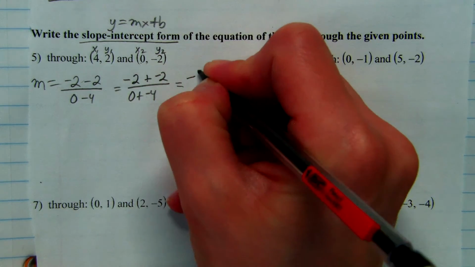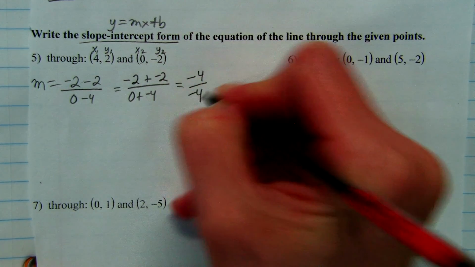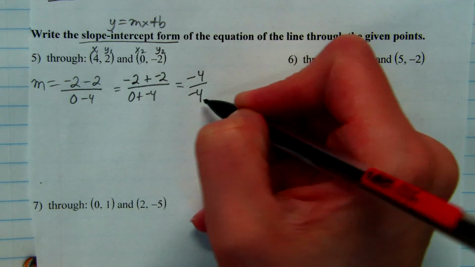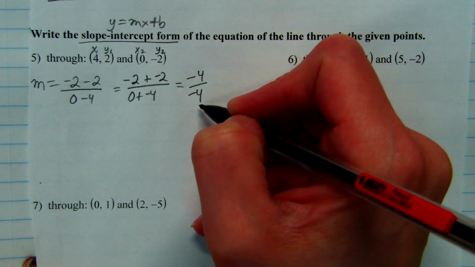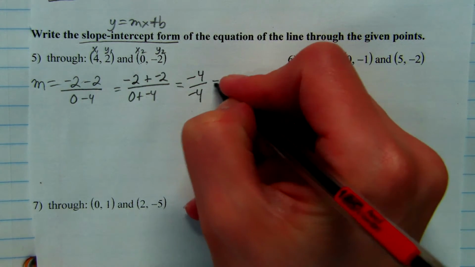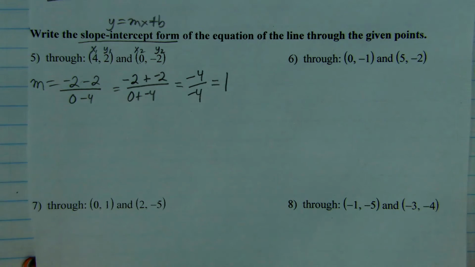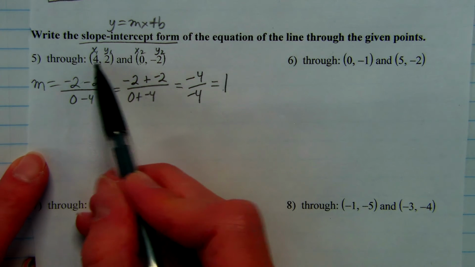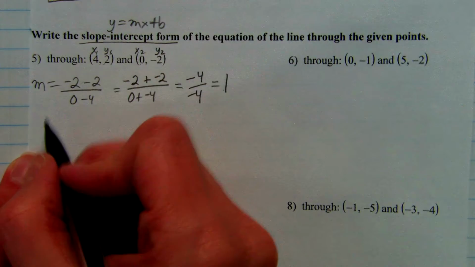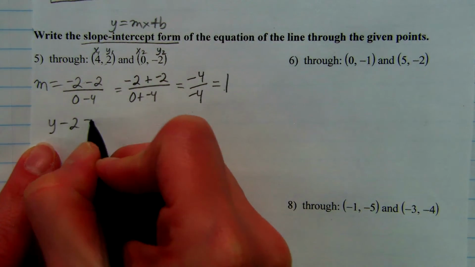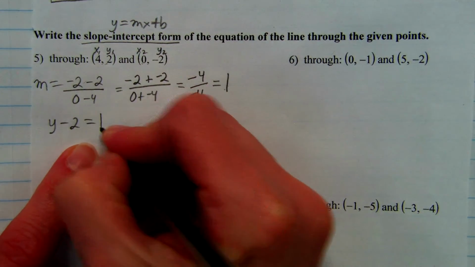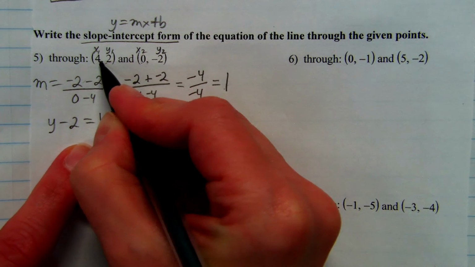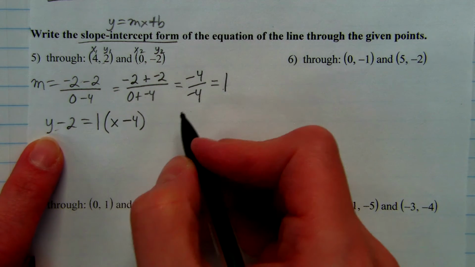So we'll have -4 over -4. So that's the same number on the top and bottom. We have the same number on the top and bottom of a fraction. What happens? It just turns into +1. So I'm going to go ahead and use that, and I'm going to go ahead and use the first point to put into my equation. So y minus 2 equals, there's my slope is 1, and then I'll have x minus 4. So this is point slope form.